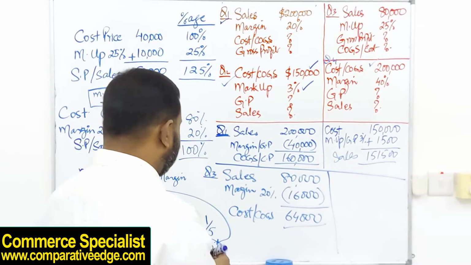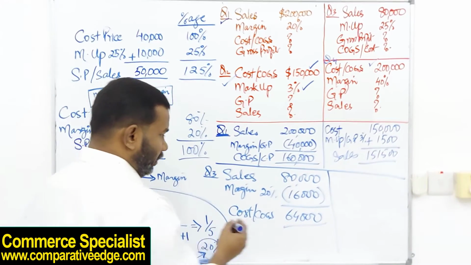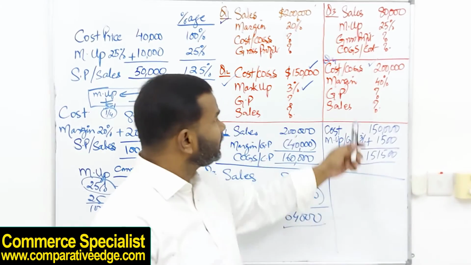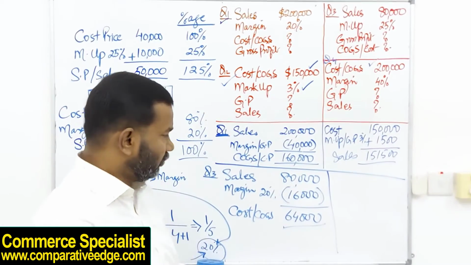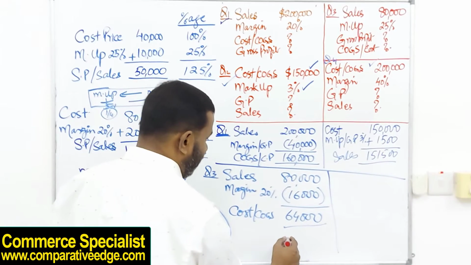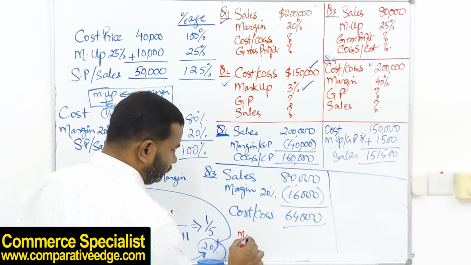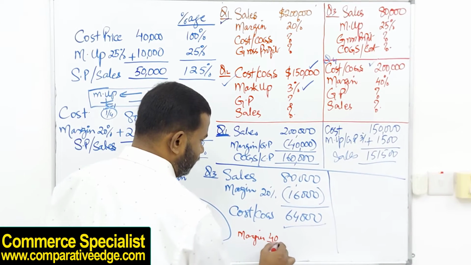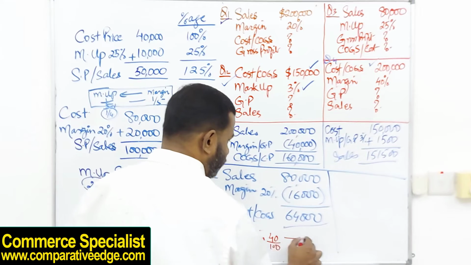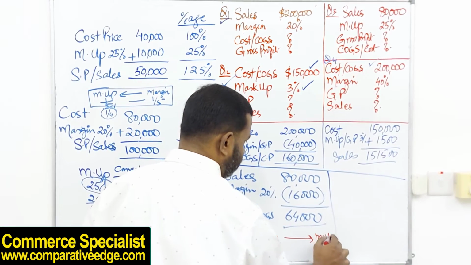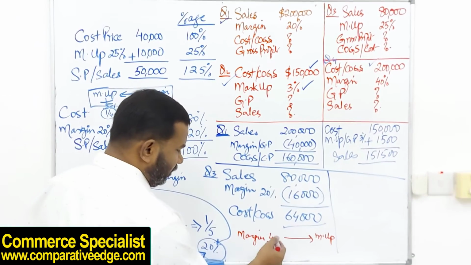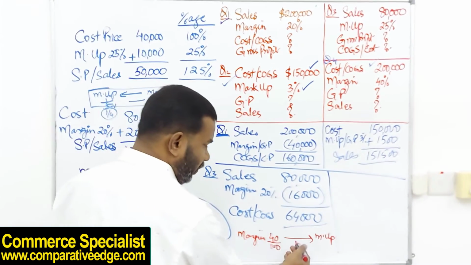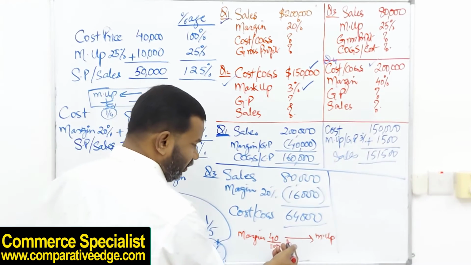So let's convert this margin to markup. Have a look at this. We have margin, which is 40%. 40% means 40 over 100. I want to convert it to markup. Okay, 40 upon 100, if I want to, I can take it this way, I can take it some other way. I can simplify it. It's up to you.